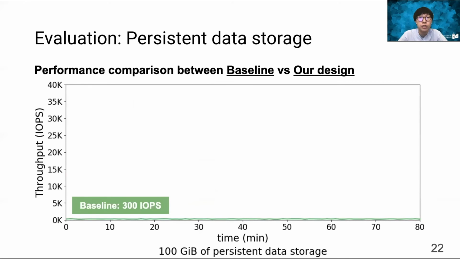This graph shows the performance comparison between the baseline and our design. The x-axis is time, and the y-axis is storage throughput in IOPS. The higher, the better performance. This green line shows the baseline, in which 100 GB of general-purpose SSD performs at 300 IOPS as a baseline throughput, regardless of the read-write ratio of the workload.